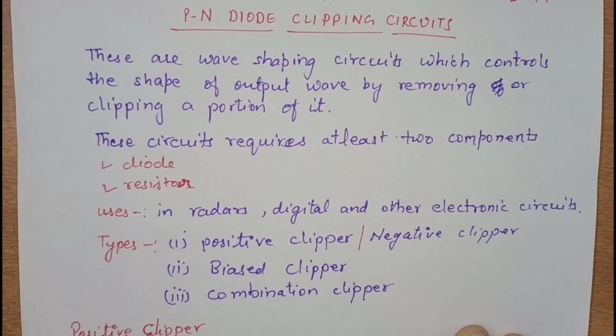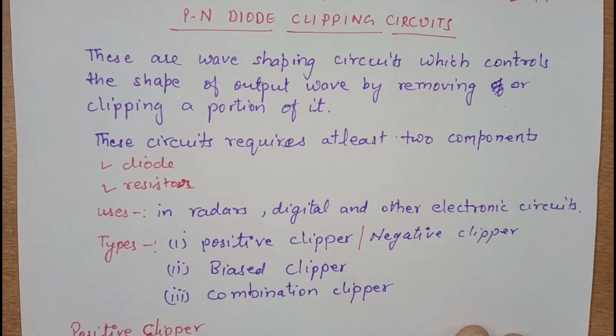In this video, I will explain how a diode can be used to clip a waveform. The circuits that are used to clip the waveform are called clipping circuits. Actually, these are the circuits which control the shape of the output waveform by removing a portion of it. To make a clipping circuit, we require at least two components: a diode and a resistor. These circuits can be used in radars, digital and other electronic devices.